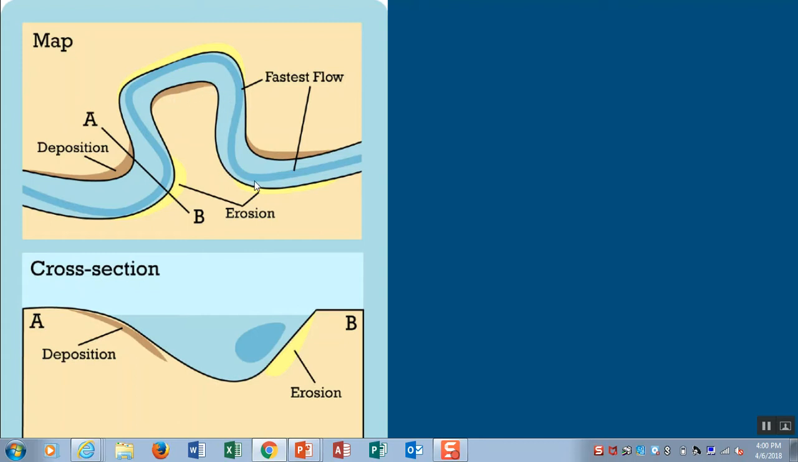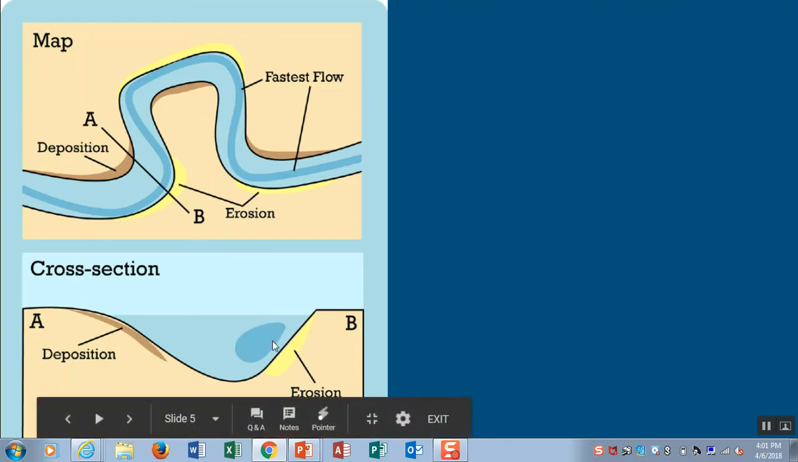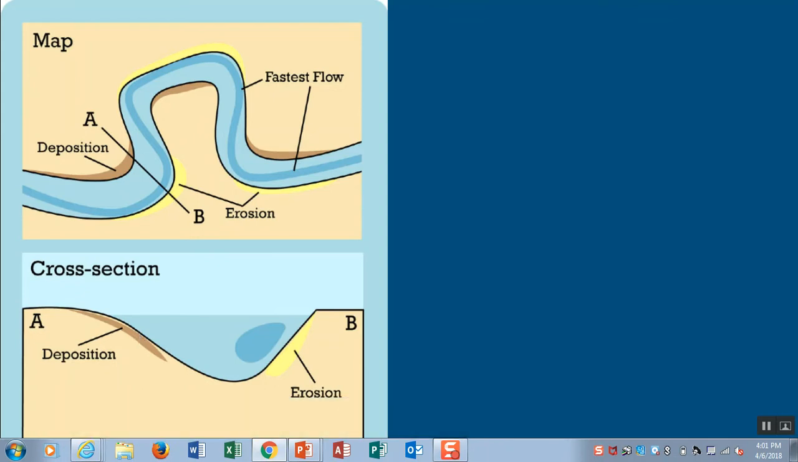Now on the outside of the curve here, you're going to have erosion. This is where the river is flowing the fastest, but on the inside the river is flowing a little bit slower, so you're going to have deposition. Here on the bottom, you'll see a cross-section of that. So you see that the river is flowing really fast on the outside of the curve, so it's wearing away this rock slowly but surely with a persistence over time. But on this side, the river is flowing a little bit slower, so it starts to drop some of the sediments and it deposits them on the river bottom.